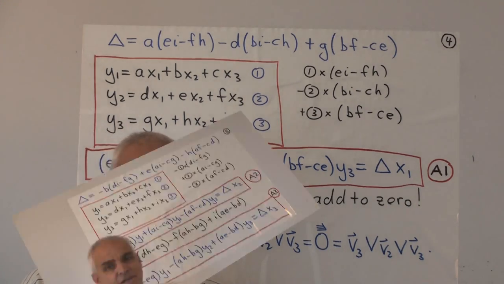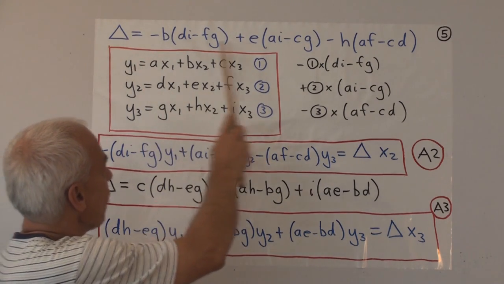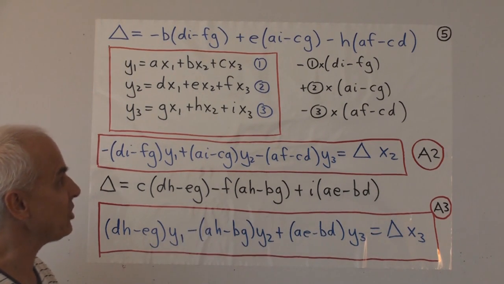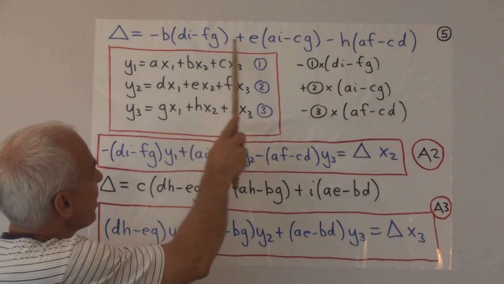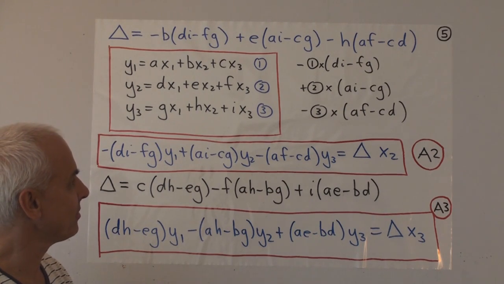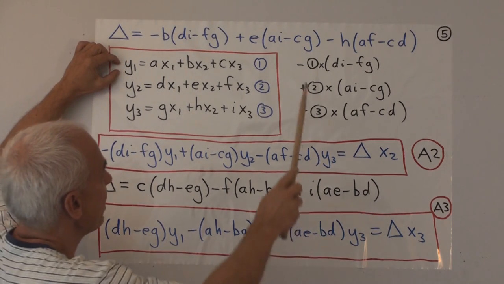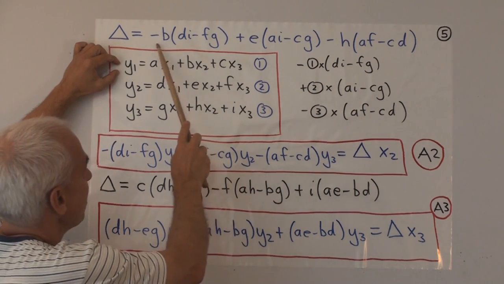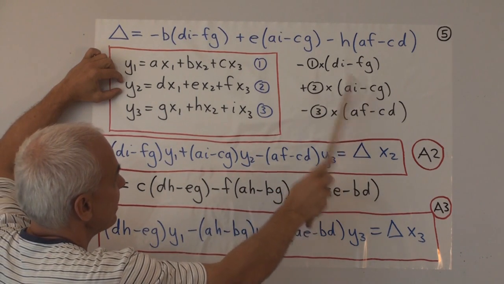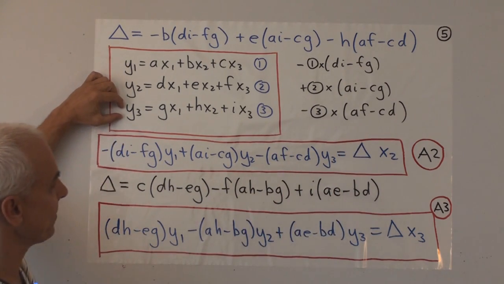So let's do that. Here are our 3 equations again. And this time we're using a different formula for delta. It's the second of those 3 that were in black on that other page, and now it's expressed in terms of B, E, and H, the coefficients of the second column, of x2. So motivated by this identity, we're going to now multiply the first equation by minus di minus fg, in other words that expression there. We're going to multiply the second equation by ai minus cg, and the third equation by minus af minus cd.